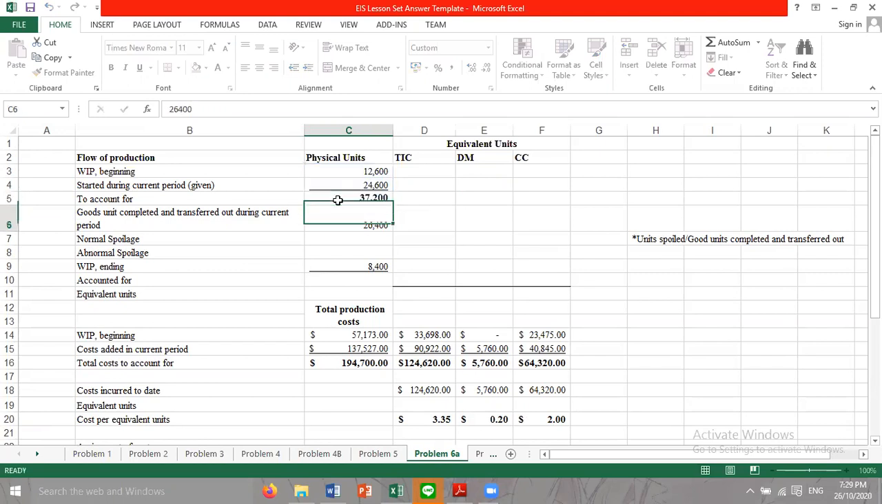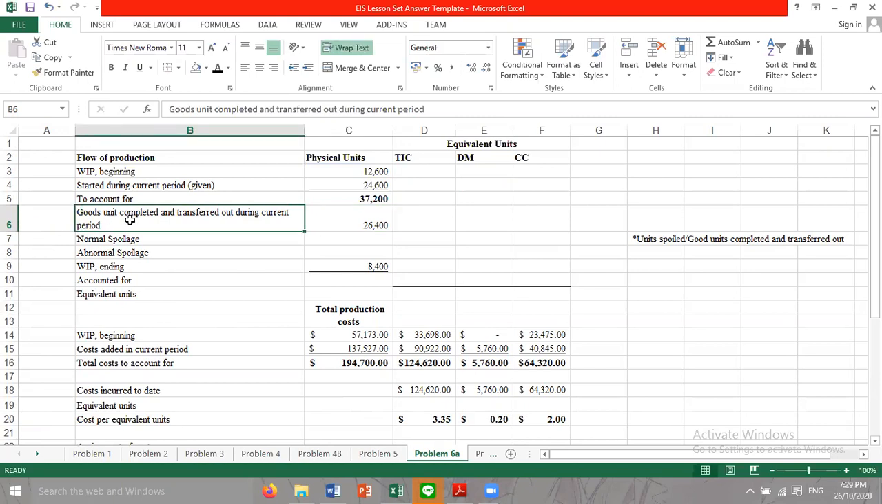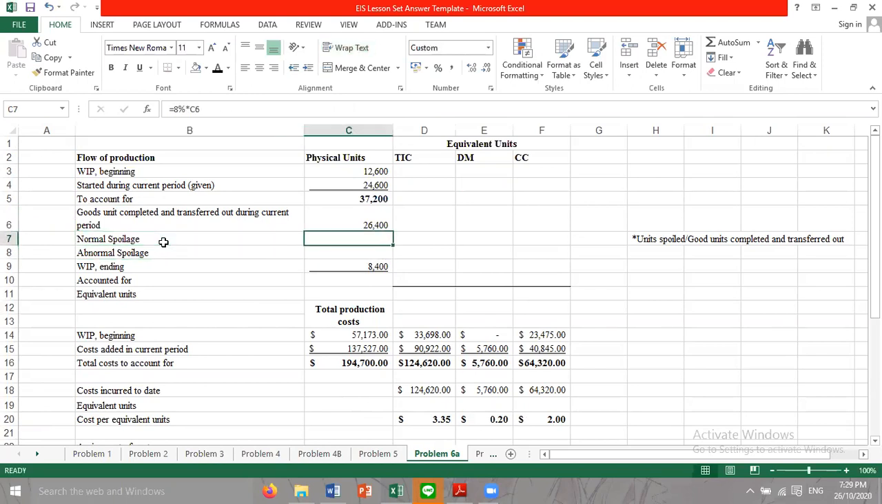Okay, here it's already provided by the question. Next, this time, because there's spoilage, we need to know the good units completed and transferred out. Since this is weighted average, we have not classified beginning WIP differently yet. And then this time, we have to classify the costs allocated to normal spoilage and abnormal spoilage. So how do we calculate normal spoilage from here?